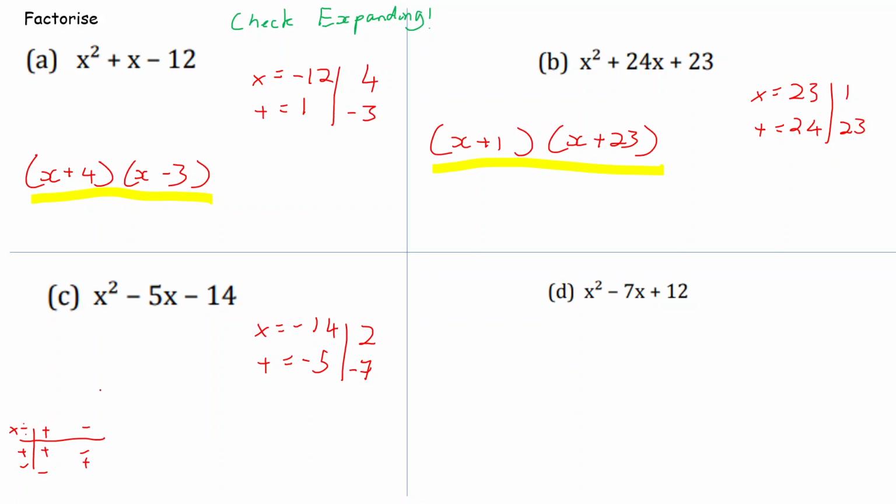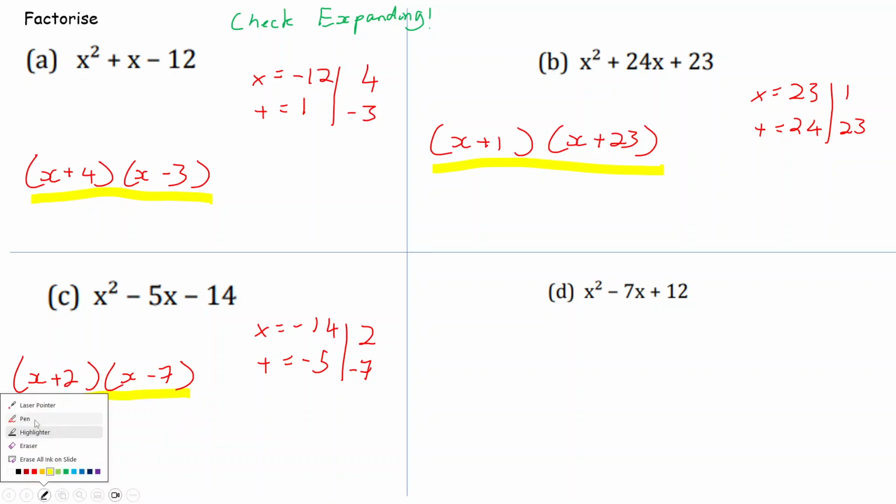So these are my numbers. Therefore, my brackets are going to be like this. It's going to be x plus 2 and x minus 7 in either order. It makes no difference.